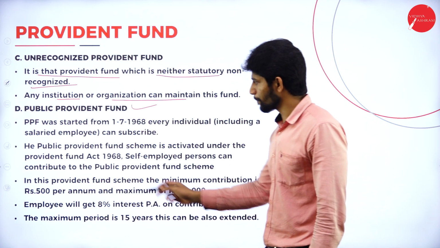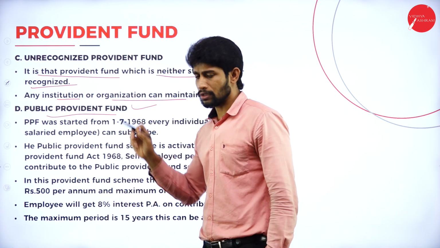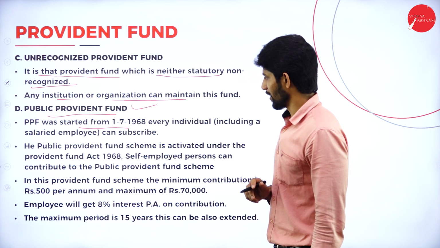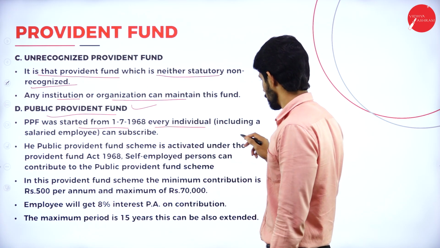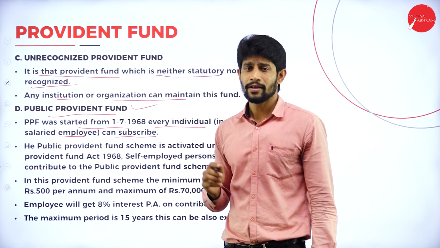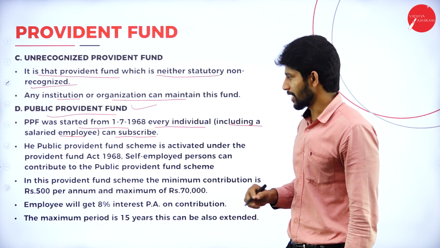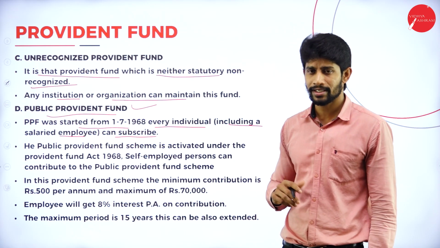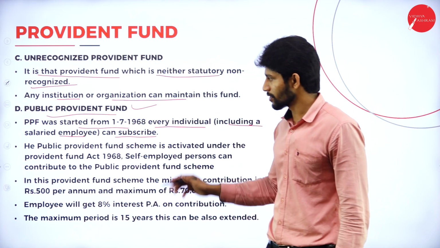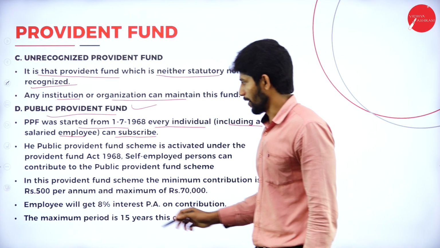The fourth one, public provident fund. What is this public provident fund? It is also called PPF. PPF was started from 1st July 1968. Every individual, including a salaried employee, can subscribe. Any individual and any salaried person can contribute towards this Public Provident Fund.